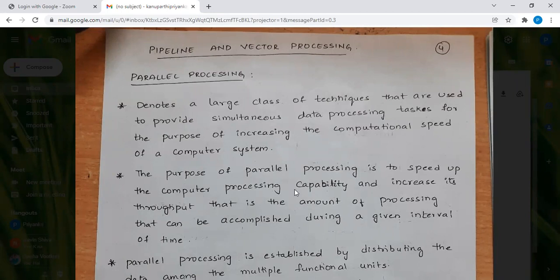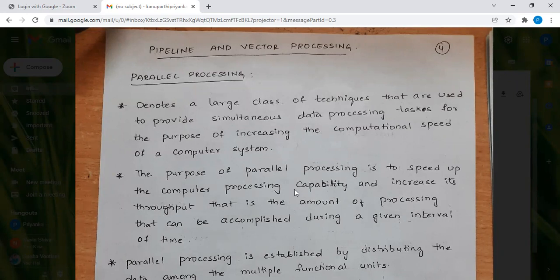The main purpose of parallel processing is to speed up the computer processing capability and increase its throughput. Our goal is to increase the capability and increase its throughput. How can we increase the throughput? Before that, we should know what throughput is, right? Throughput is about the amount of processing that can be accomplished during a given interval of time.